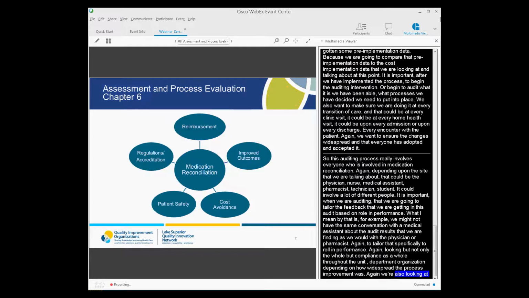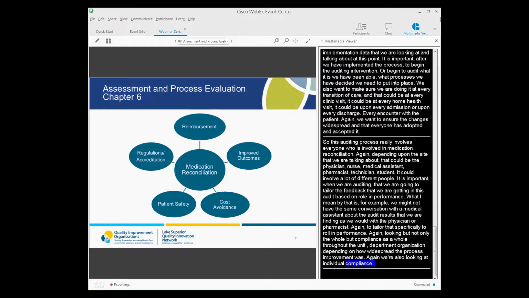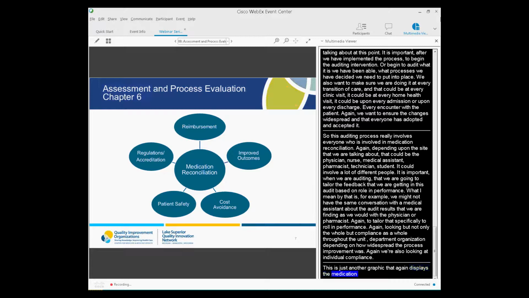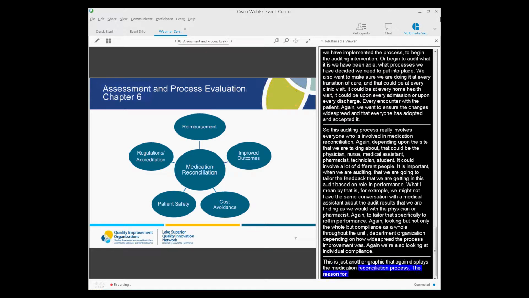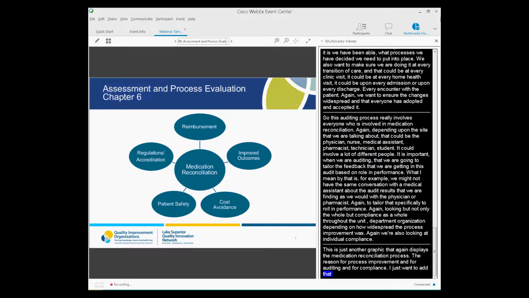So this is just another graphic that again displays the medication reconciliation process and supports the reason for process improvement and for auditing and for compliance. And I just wanted to add that slide to this particular section, just to give us a frame of reference for having those conversations with people.